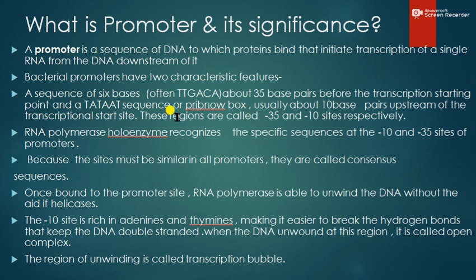At -10 we have the TATA box or the Pribnow box, and at -35 we have the TTGACA site. The -10 site is rich in adenine and thymine, as I told you, so it is very easy to unwind and you will get an open complex. The region of unwinding is called the transcription bubble. Once the promoter region has been identified, the unwinding of DNA happens ahead of the transcription initiation site.